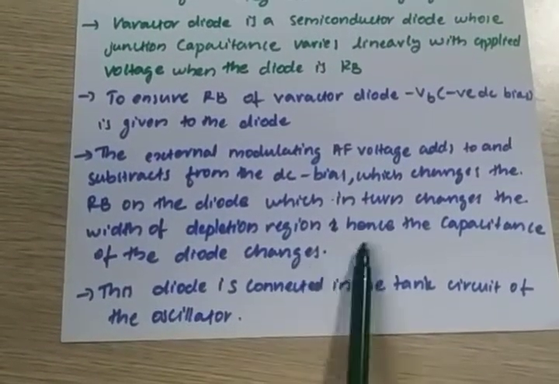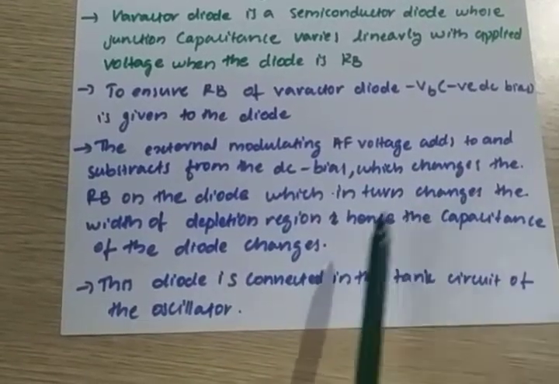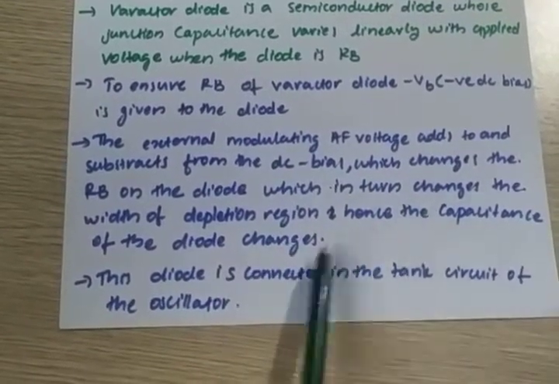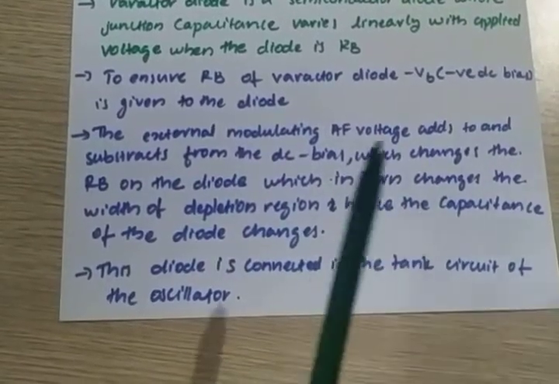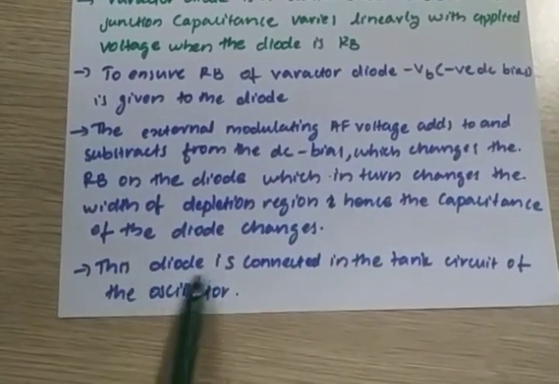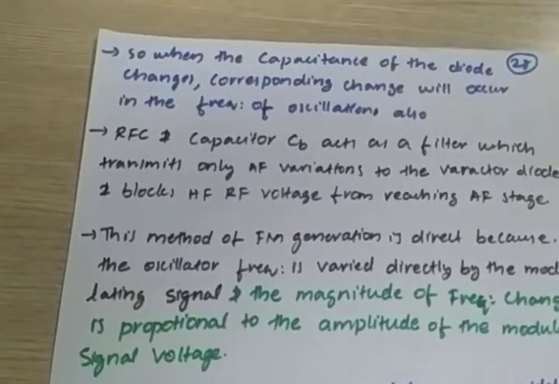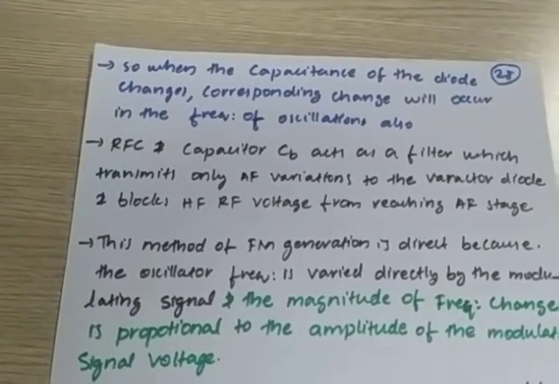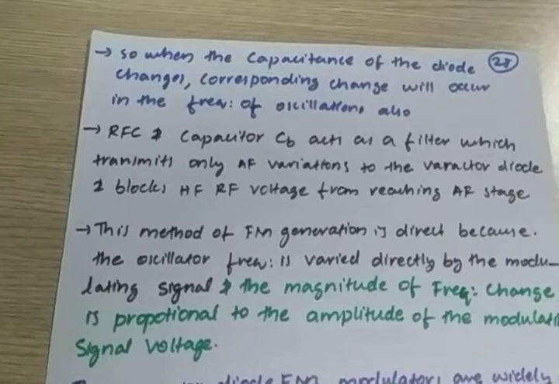So in this way, the capacitance of the diode changes. As the capacitance changes, definitely the tank circuit capacitance changes. Similarly, the generated frequency is also varying. So the diode is connected in the tank circuit of the oscillator. Now, when the capacitance of the diode changes, a corresponding change will occur in the frequency of oscillation also.